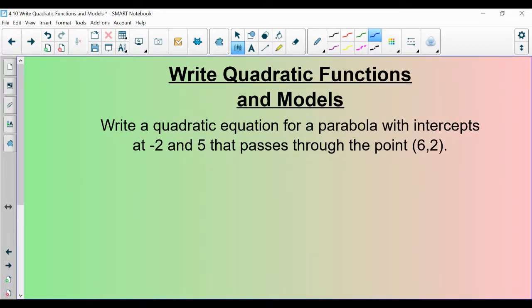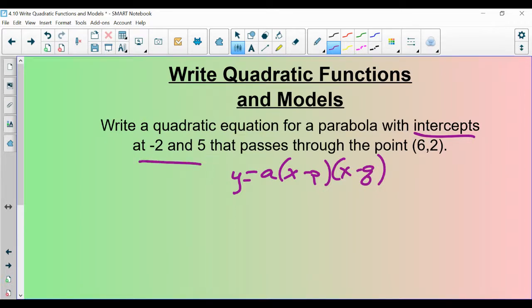We just have one more. Go ahead and try it. See how you do. Once again, this is giving you the intercepts. That's an indicator to you that we're going to use intercept form. X minus p, x minus q. You're going to plug in the two intercepts that are given to you.